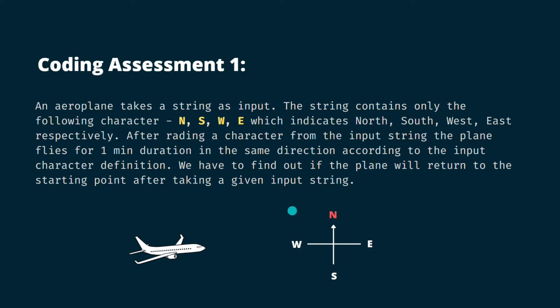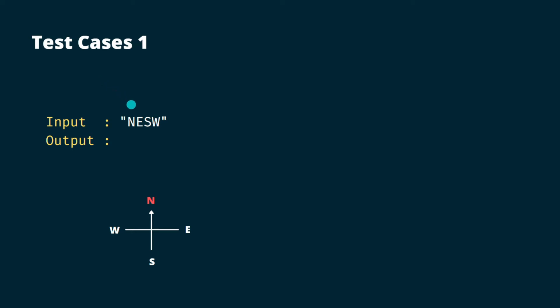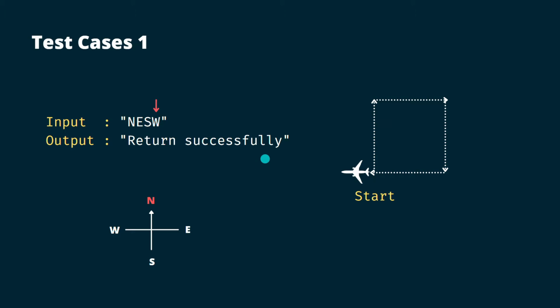So let's see some test cases. In the first test case, the input string is N, E, S and W. Let's see how the plane behaves. Reading the N character, the plane moves north, then it reads the E character and flies east for 1 minute. Then it goes south, and then west. So definitely the plane will come back to its starting position, and the output will be returned successfully.